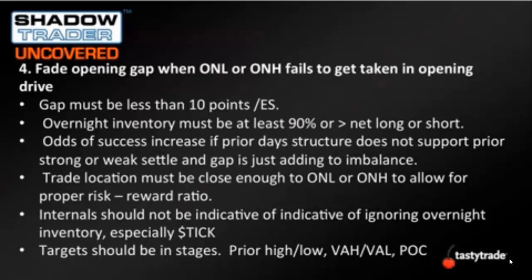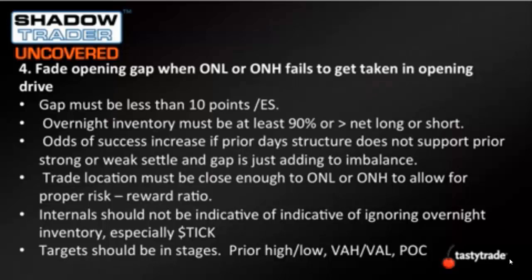Odds of success increase if the prior day's structure does not support the prior strong or weak settlement and the gap is just adding to the imbalance. So what does that mean? For instance, let's say you're having a gap down, it's less than 10, so the first point has been satisfied. You have overnight inventory 100% net short. Everything started from the prior day's settlement and they just started selling it.